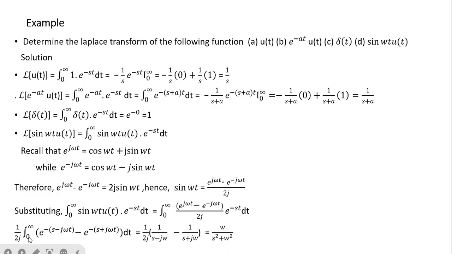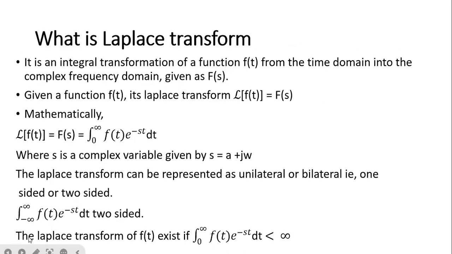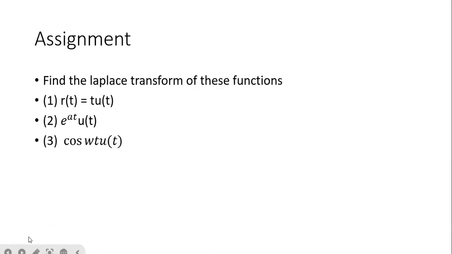So you can see at the end of the day, we're having 1 all over s plus j omega. So now when you expand this, of course, how do you expand? By taking LCM. Remember that this j, by implication in mathematics, means root of minus 1. I hope you still remember that j means root of minus 1 in your complex mathematics. That is what it means, root of minus 1.